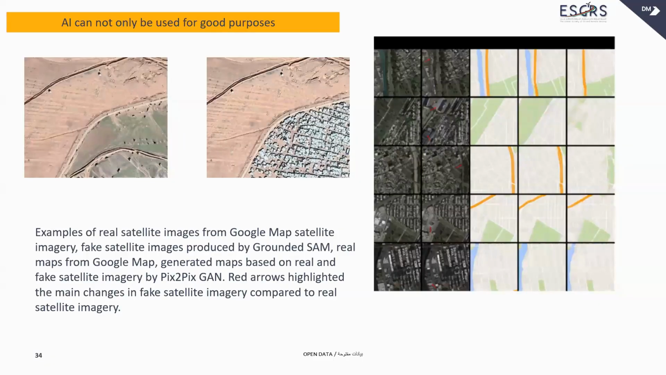Maps from Google Maps, generated maps based on real and fake satellite imagery. So it means we need to take care of using artificial intelligence. Here they wanted to show that there are dwellings and buildings in the area, which is not true.